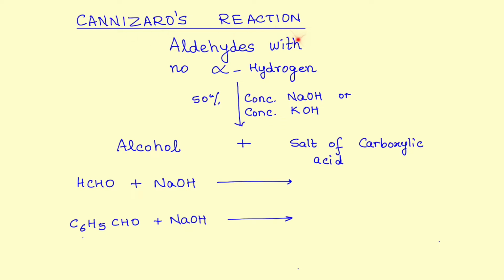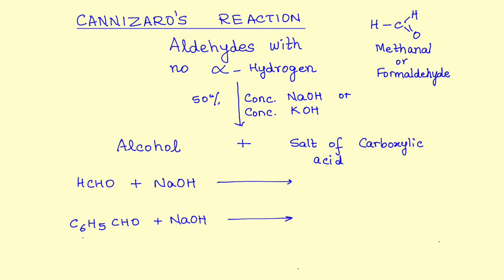Cannizzaro's reaction is shown by only those aldehydes which do not have an alpha hydrogen atom. So here our simplest example would be H-CH double bond O, which in the IUPAC system would be called methanal, and which is also commonly known as formaldehyde, right? Now, aldehydes which do not have alpha hydrogen atom react in the presence of 50% concentrated alkali solution to convert into an alcohol and a carboxylic acid. But because of the presence of the alkali, the carboxylic acid turns into its respective salt.